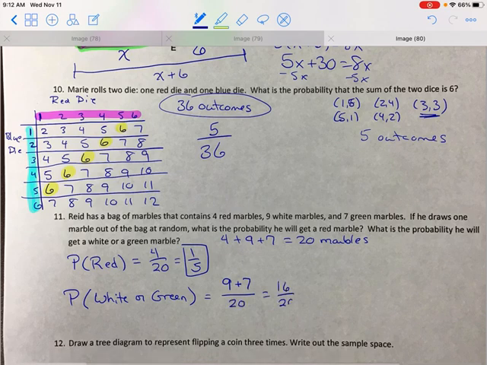So I've got a 16 out of 20 chance of drawing either a white or a green, and that reduces to 4/5. So I've got a 4 out of 5 chance of getting a white or a green marble.